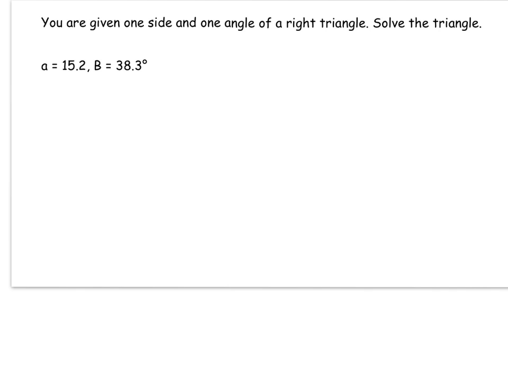Okay, these next type of problems are the fun ones. They're going to give you 2 pieces of information, either a side and an angle or 2 sides, and they're going to tell you to find everything else about that triangle, the rest of the sides and the rest of the angles.